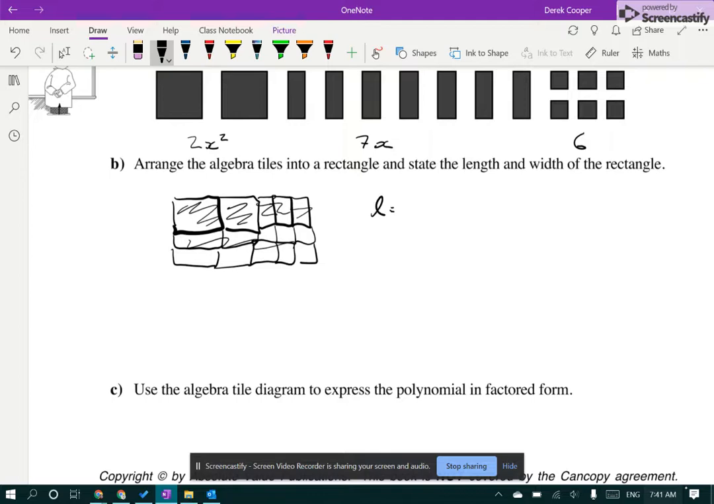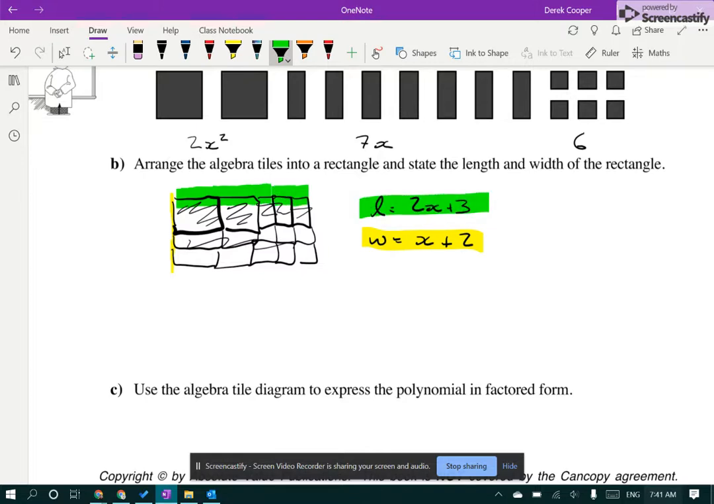The length here is 2x plus 3. Our width here is x plus 2. We've got an x here, and we've got 1, 2 there. So there's our width. And then our length, we've got 2 x's and 3 ones. So there's our length there. So we can use algebra tiles to solve this. We just have to fiddle and arrange.